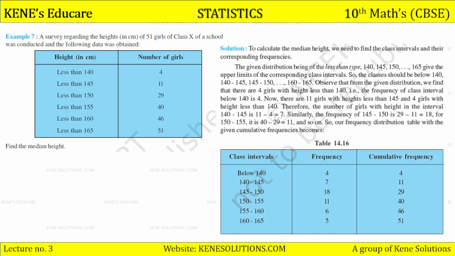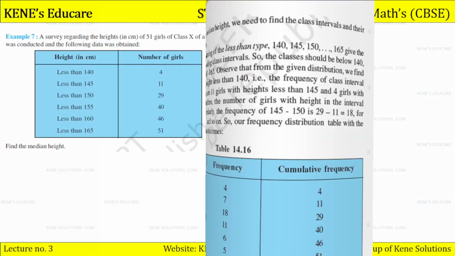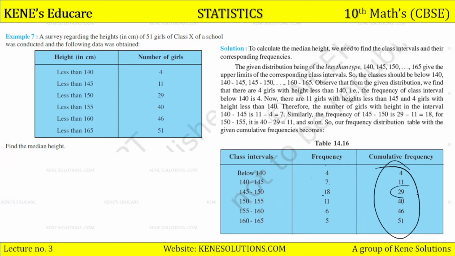You know that we have to find out the cumulative frequency. So what did we do here? We found out the cumulative frequency here. See here, first is 4, then 7 plus 4 is 11, then 11 plus 18 is 29, then 29 plus 11 is 40, 40 plus 6 is 46, 46 plus 5 is 51. We have made the cumulative frequency. Okay. So now n is equal to 51. Now n by 2 is equal to 51 by 2, that means 25.5. The observation lies in the class 140 to 150. Do you see it here?